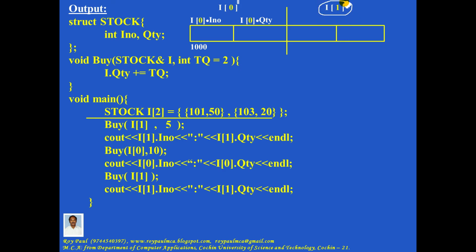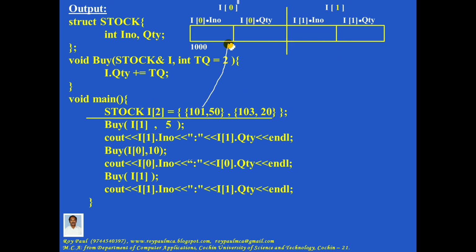Similarly, I of 1 is also divided into two parts, because I is a structure and the structure stock consists of two structure members, item number and quantity. So the first one is I of 1 dot item number and the second one is I of 1 dot quantity. So memory is allocated for this array.